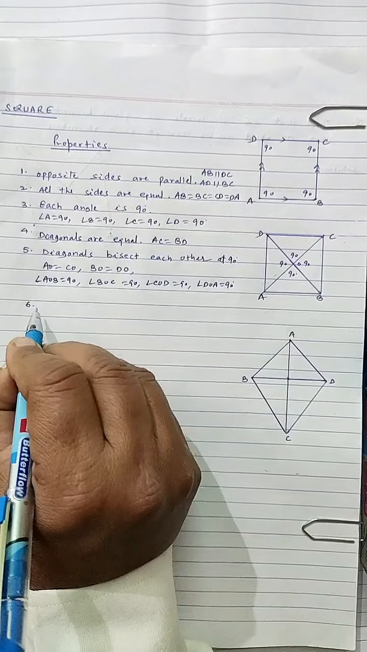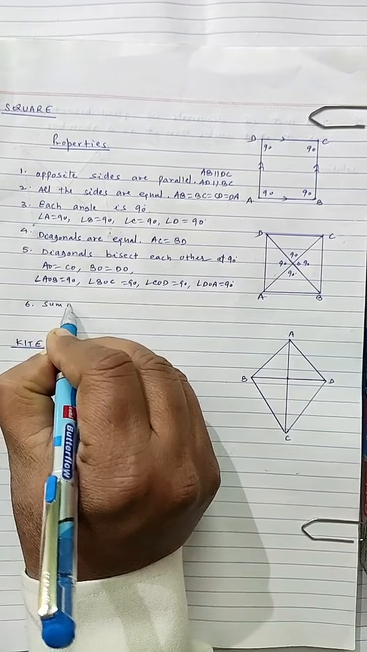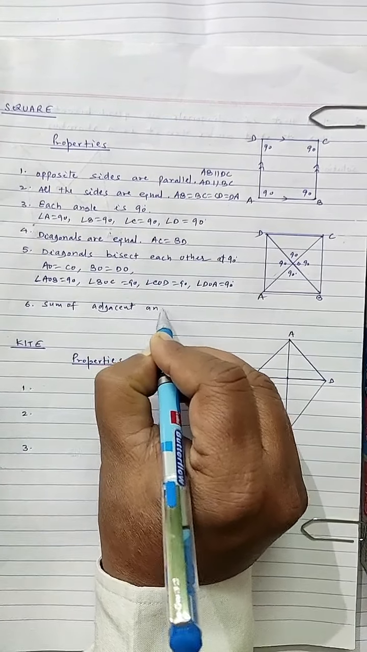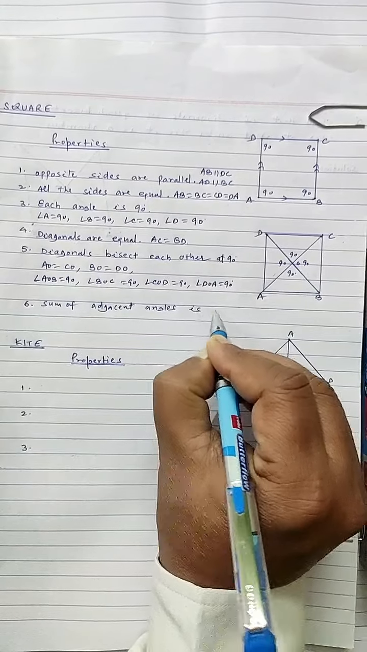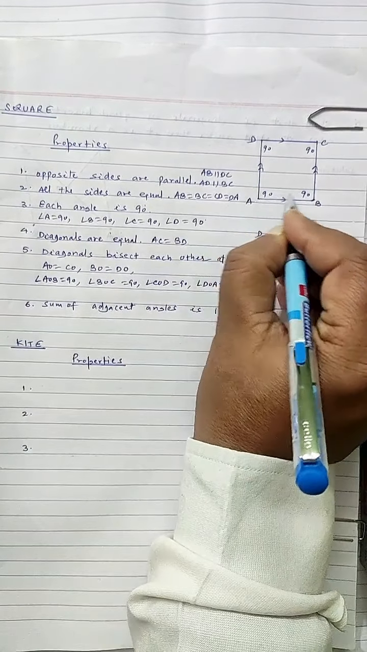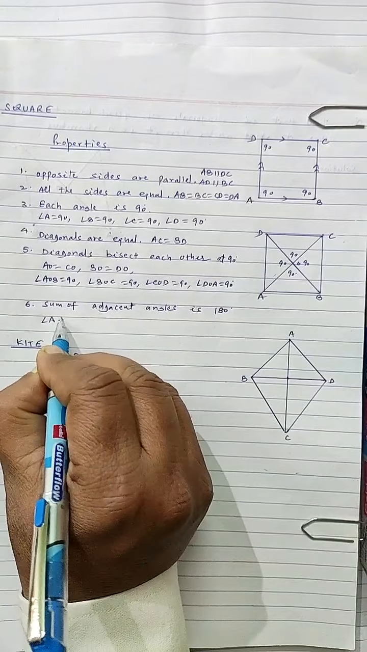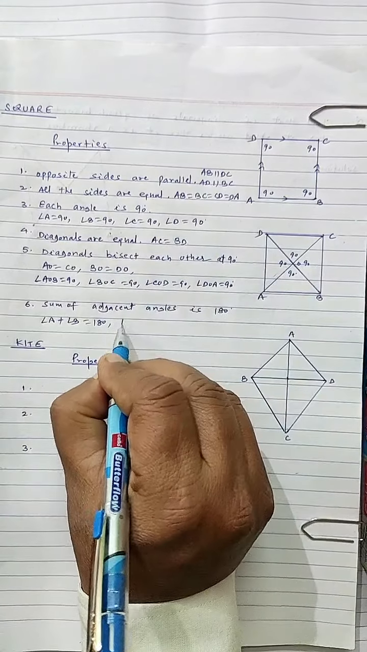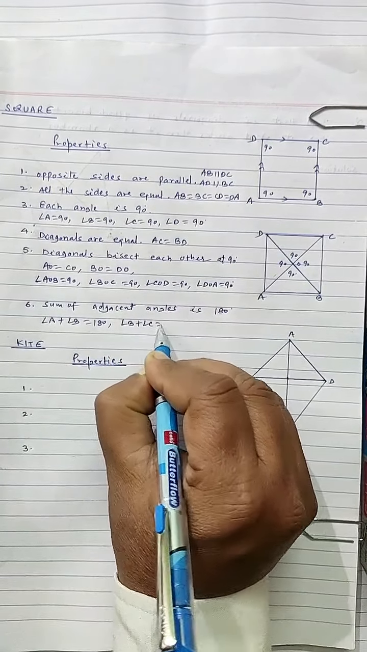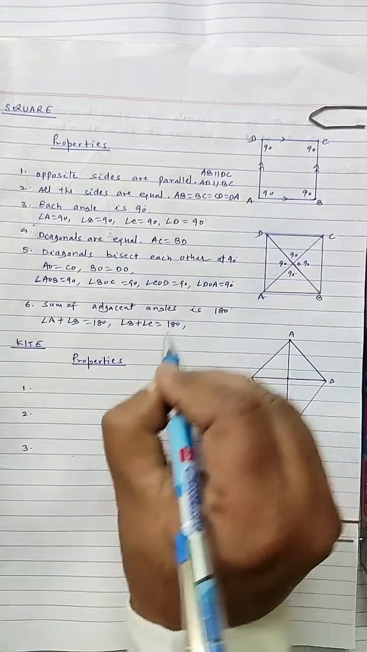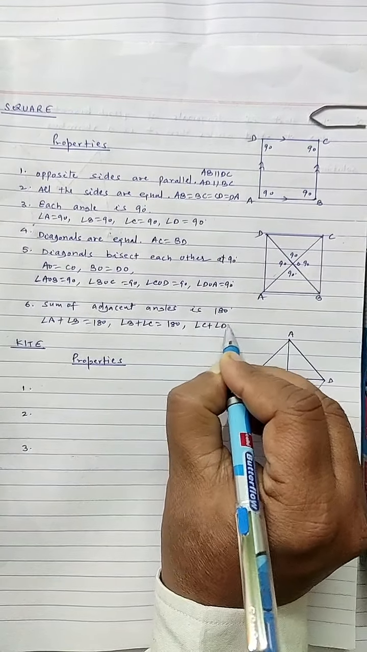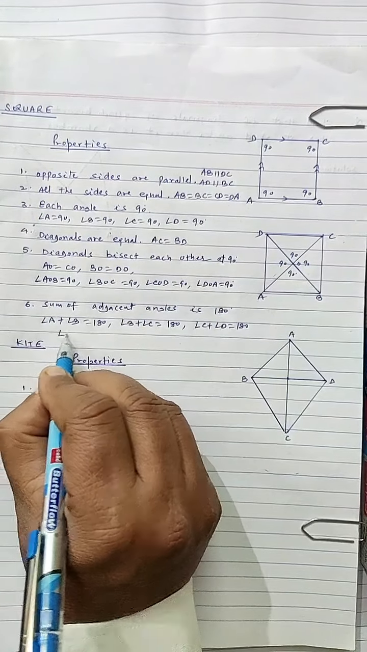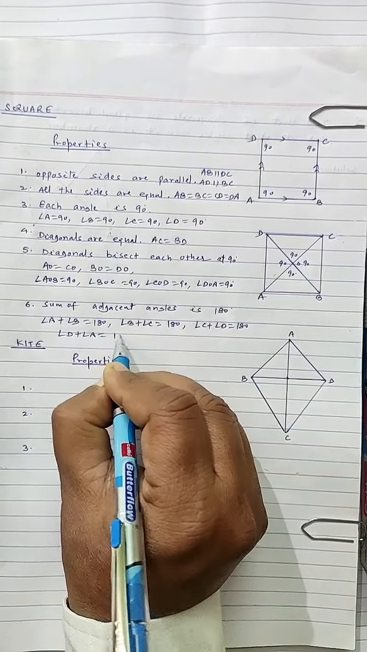Then next property, sum of adjacent angles is 180 degree. So angle A plus angle B is 180, angle B plus angle C is 180, angle C plus angle D is 180, angle D plus angle A is 180.